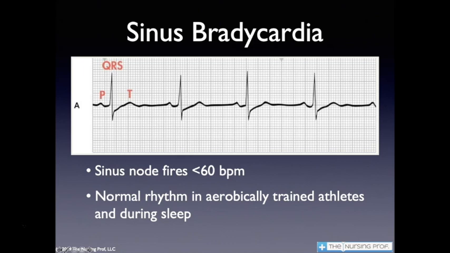We have a rate of 40. That's slower than 60 to 100. However, we do have a P wave. The complex is narrow. The complexes all look the same, and they are regular. So we would call that a sinus bradycardia. The only thing that's abnormal here is the rate. The complex is normal. The rhythm is regular. So this is a sinus bradycardia.